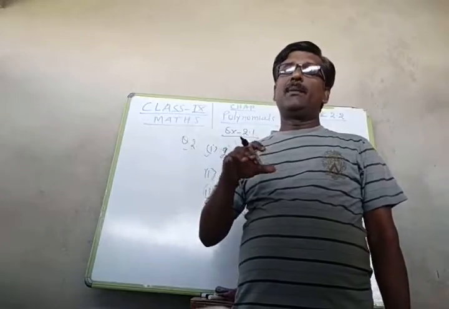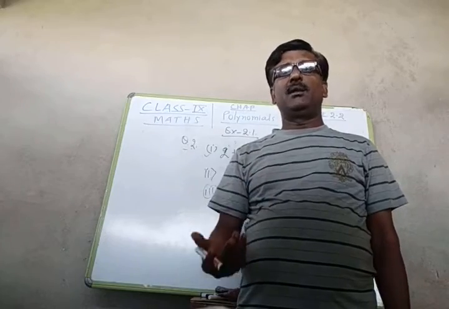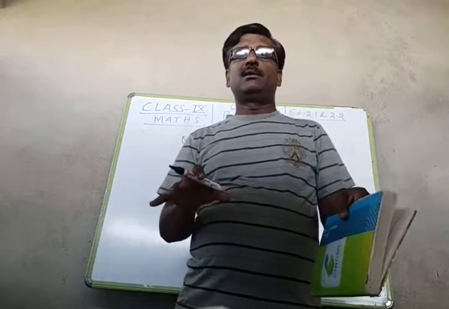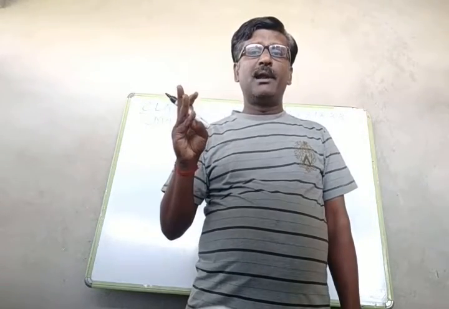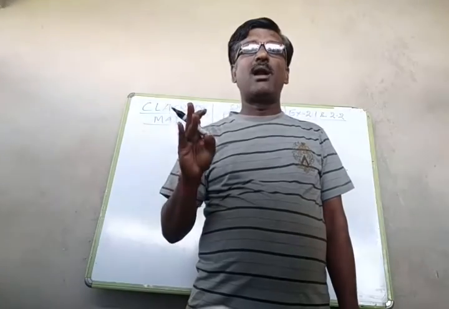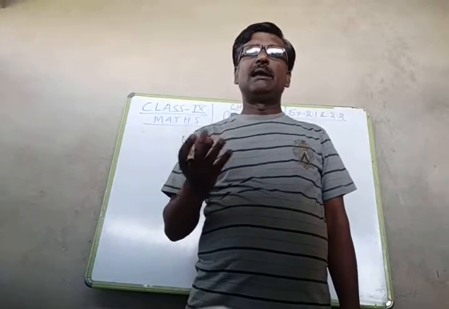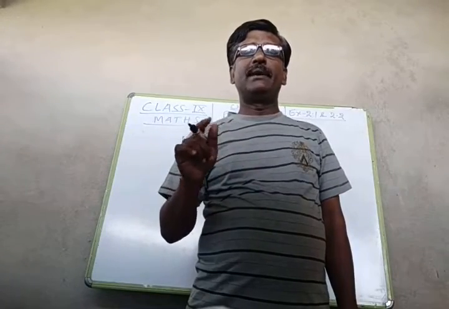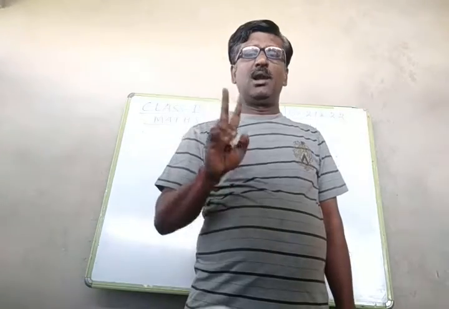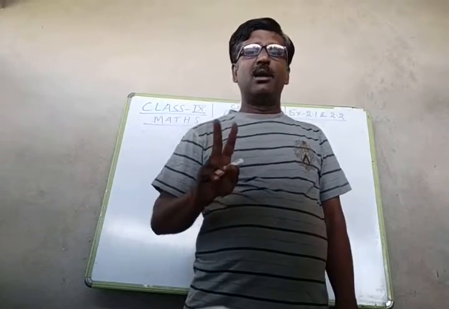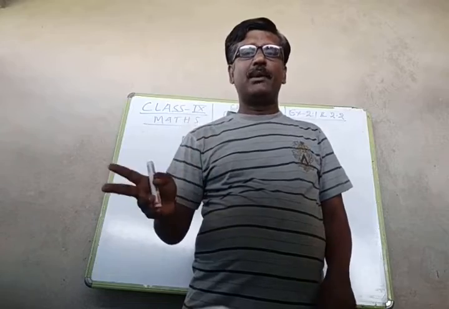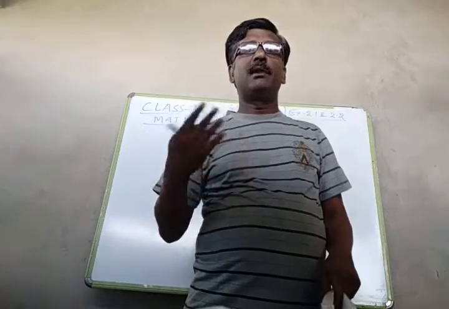And on the basis of the number of terms, once again, polynomials can be categorized as monomial, binomial, trinomial, and quadrinomial. Monomial means any polynomial having exactly one term. If a polynomial has 2 terms, then that will be a binomial. If 3 terms, that will be a trinomial. If 4 terms, that will be a quadrinomial.